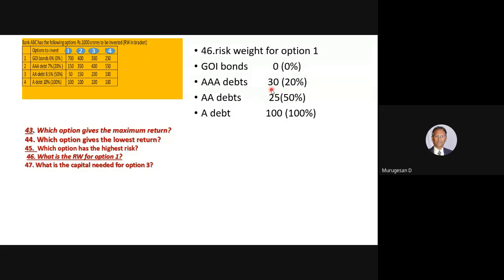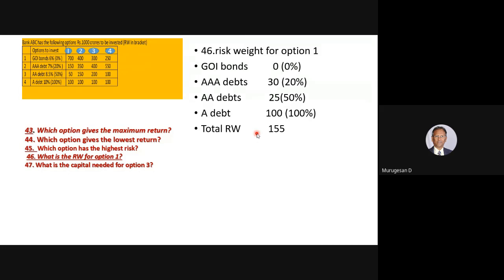AA bond, how much they have invested? Option 1, 150. 150, risk is 20. So, 30 is the risk. Next is 50 they have invested. 50% risk, so 25% risk weight. The 100, entire 100 risk. So the total risk in investment 1 is 155. There you calculated income, here you are calculating risk weight.